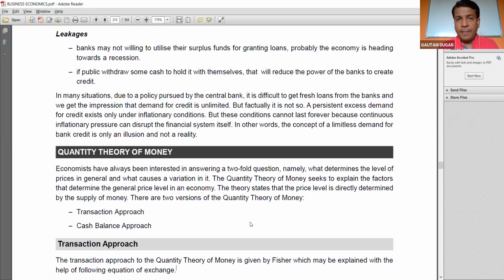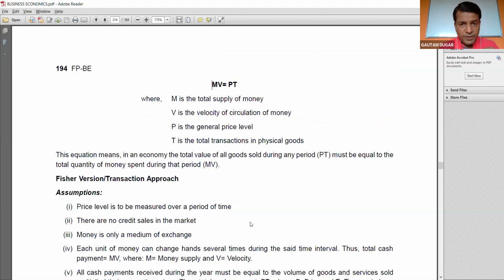Got the point? Now, here, what does Fisher say? According to Fisher, the equation, this is the equation exchange before you on the screen: MV equals PT. M is the quantity of money supply in the economy. V is the velocity of money. Velocity of money means how fast money is changing hands.